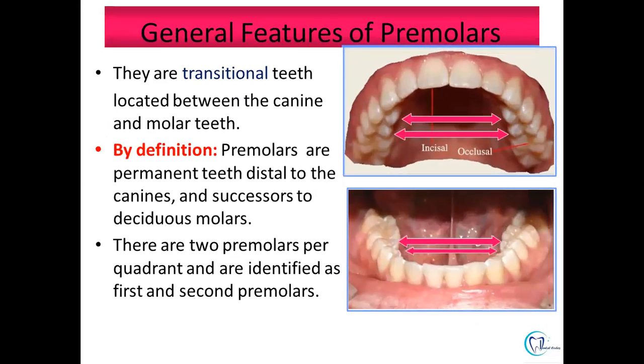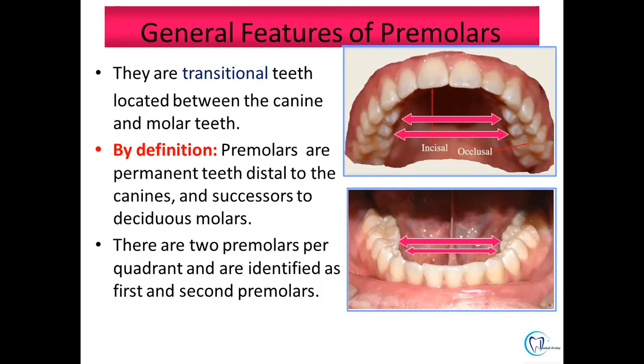So when we talk generally about premolars, they are also known as transitional teeth because they are located between canine and molar. This has already been discussed when we discussed maxillary premolars. By definition, premolars are permanent teeth. They are found in the oral cavity distal to the canines and they are successors to deciduous molars. Are they successors? Yes, they are successors, but they do not have any primary counterpart because we do not have premolars in our primary dentition. But since they replace deciduous molars, that is why they are known as successors.